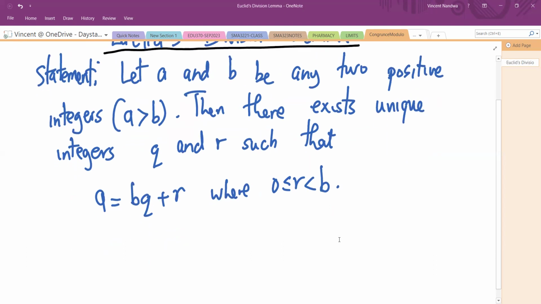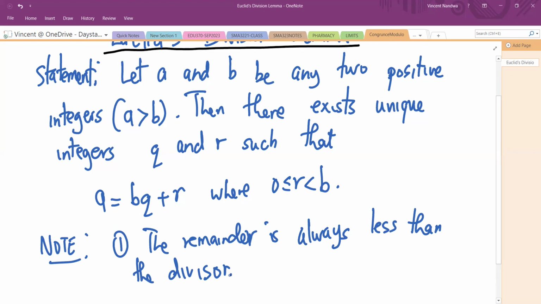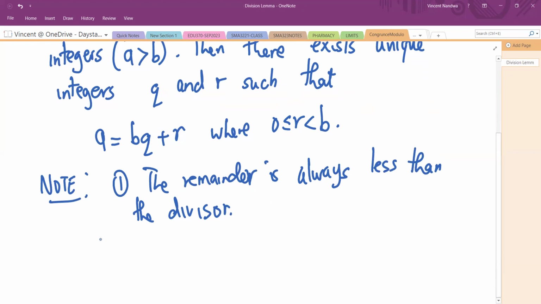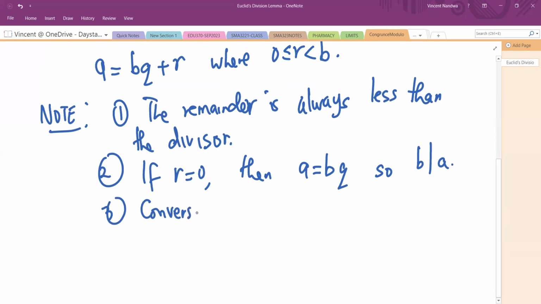So from this statement, we know that one, the remainder is always less than the divisor. In this context, b is what we call the divisor. And two, if the remainder is 0, then a equals bq. So b divides a. And number three, conversely, if b divides a, then a is the same as bq.